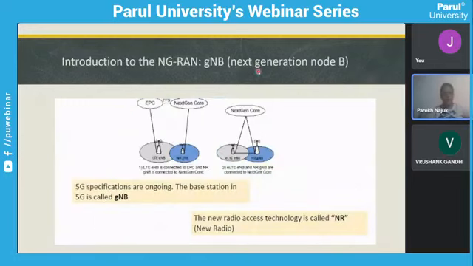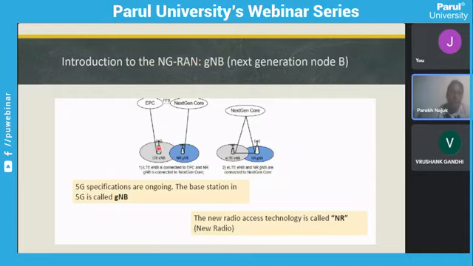Now, what we called the base station in 4G, in 5G we call the gNB. gNB stands for next generation Node B. This is used for all the next generation RAN networks, the radio access networks. Whatever your next generation radio access network is, all of that is called a gNB.